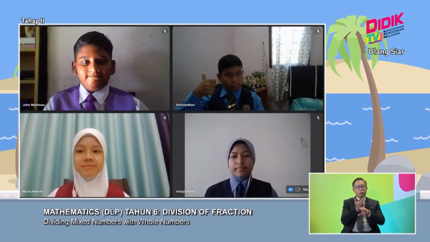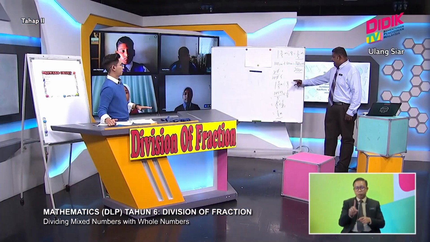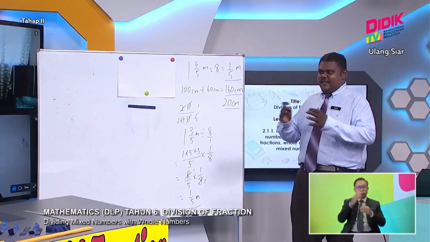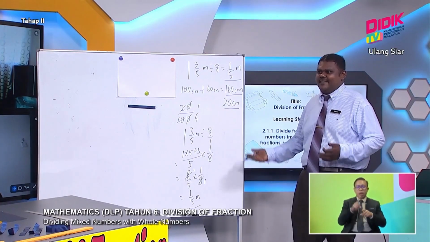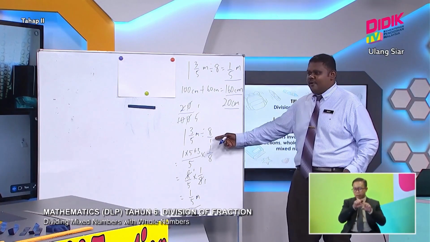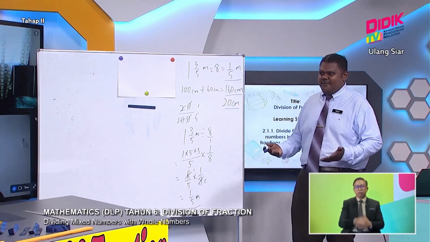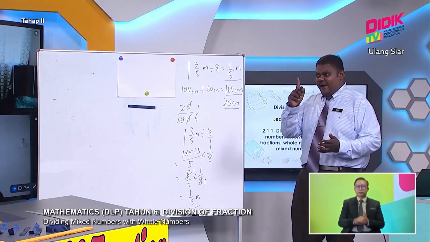Before that, I have a question. Why did we divide the 8 by 1? 8 over 1. 8 is a whole number. 8 divided by 1 is 8 itself. Whatever you divide by 1 is the number itself. Usually we won't write 8 over 1, we write it as 8. 9 over 1, we write it as 9.